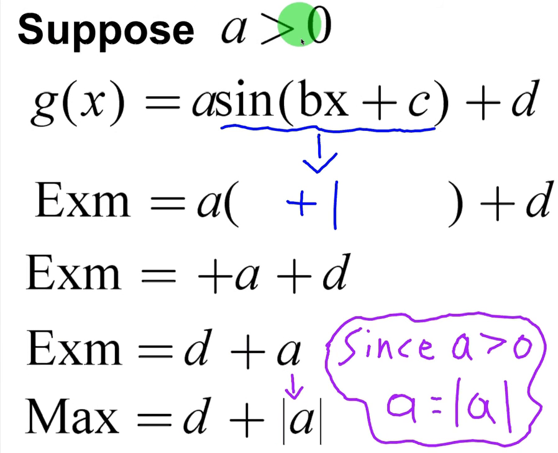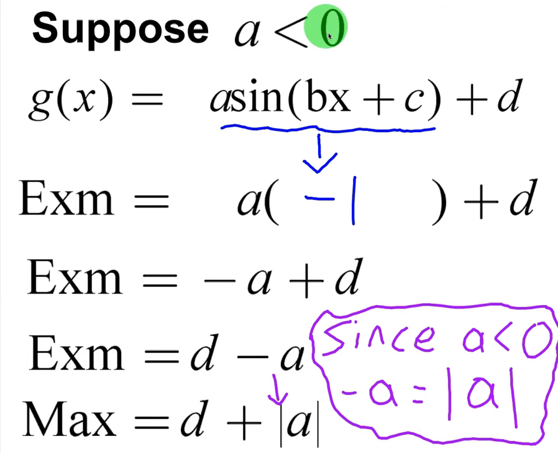Suppose a is bigger than 0. And now let's assume that the biggest this can be is 1, right? We just showed that. So this will be a times 1, which is positive a, plus d. You get d plus a. Again, since a is positive, a must be equal to the absolute value of itself. So your maximum is going to be d plus absolute value of a. So there you go, folks. That proves that the range, when a is positive, goes from d minus amplitude to d plus amplitude.